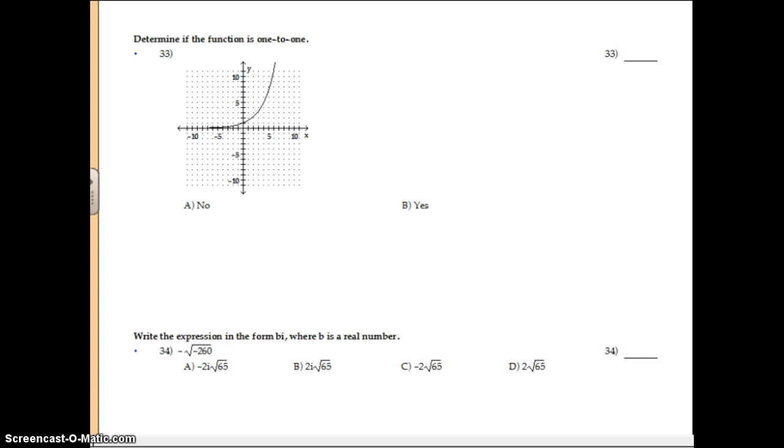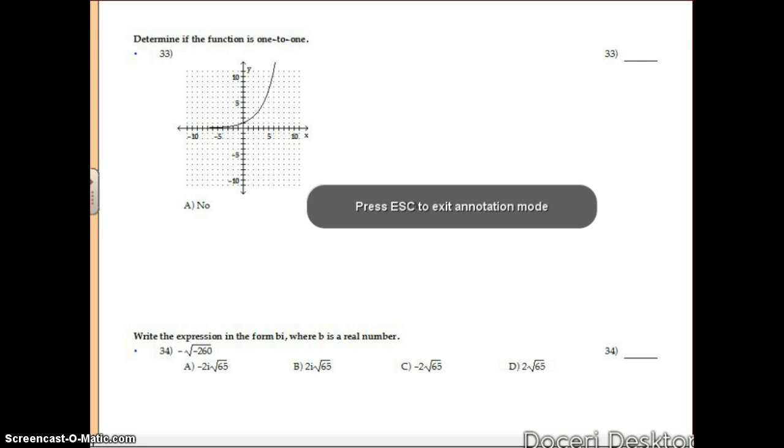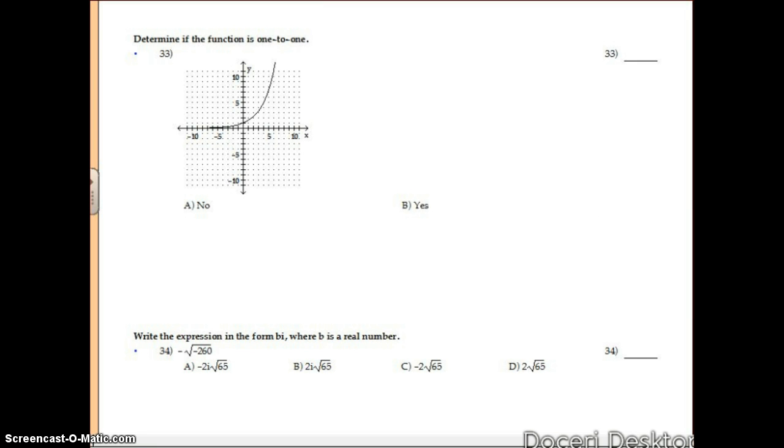Number 33 asks whether our function is a one-to-one function. A one-to-one function will pass the vertical line test and the horizontal line test, which means that whether I'm making vertical lines or horizontal lines, it'll only pass through the equation at one point. So since it passes both of those, yes, it is a one-to-one function.